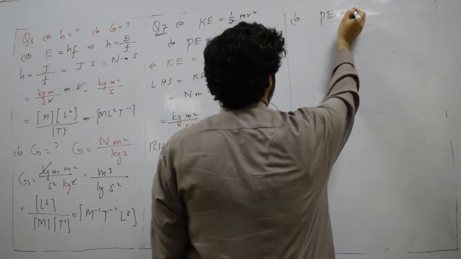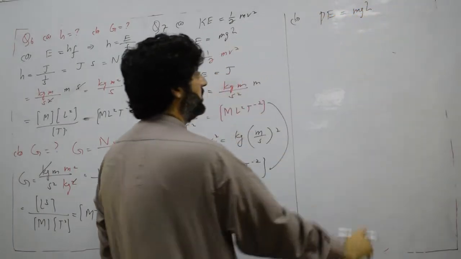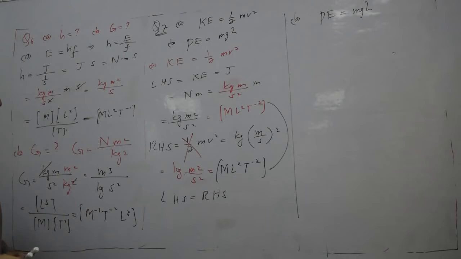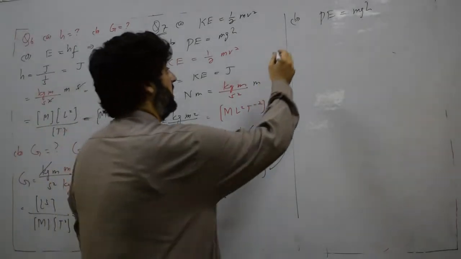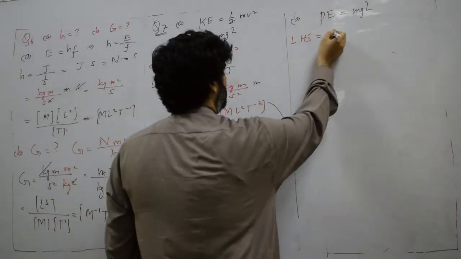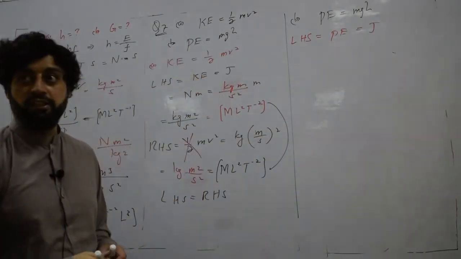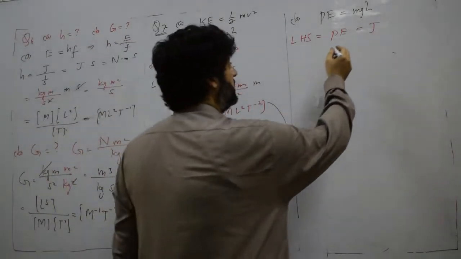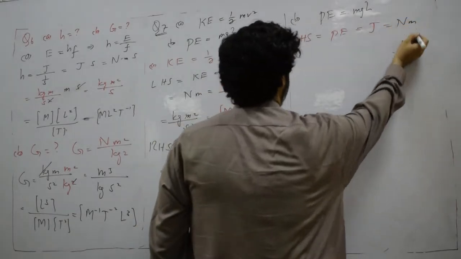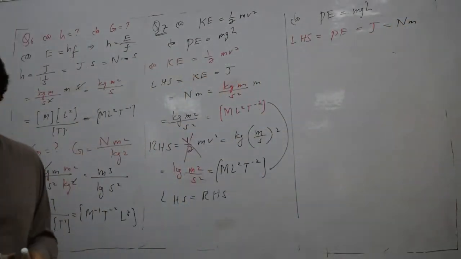Now come towards part B. Part B is potential energy is equal to mgh. That is part B. Now first taking left hand side. Left hand side is potential energy. The unit of potential energy is joule. Okay, joule is the unit. What is joule? Joule is equal to Newton meter.